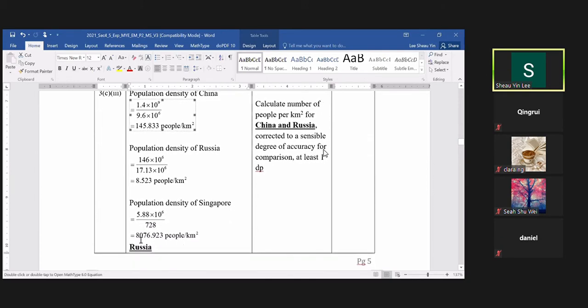For population density, you can actually go and compare with Singapore also. Singapore is actually 8076.923. But I still want to see which one is the density for those questions. I say it's basically Russia. If you count Singapore or you don't count it, it doesn't matter. Some of you count everything, fine. Answer, Russia. Okay, I stop maybe for a few seconds.